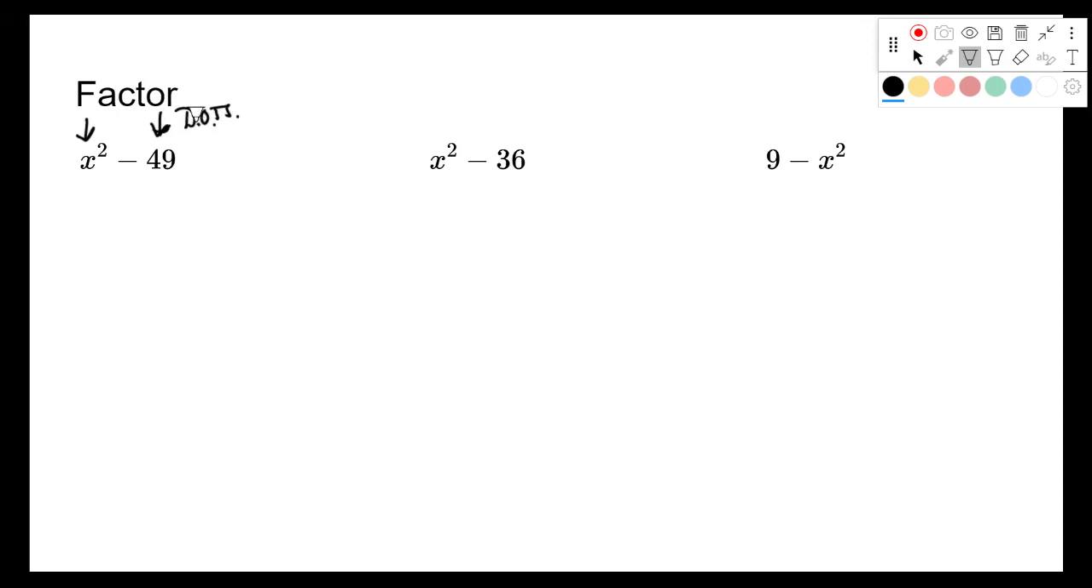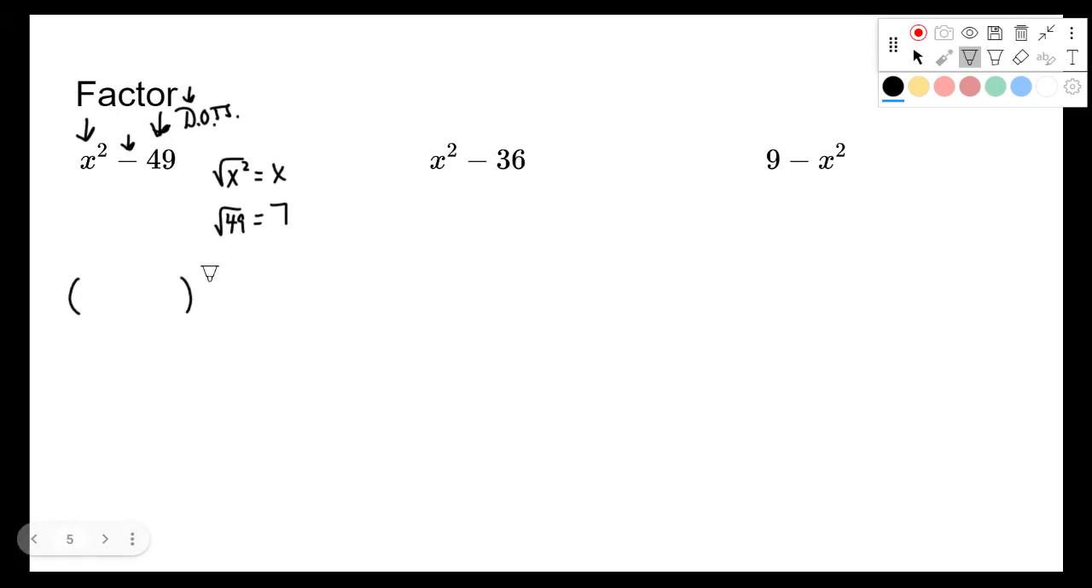To find the difference of 2 squares, we're going to take the square root of each one of the terms that are there. There's only 2. There is subtraction in the middle. There has to be a difference. Square root of x squared is x. Square root of 49 is 7.